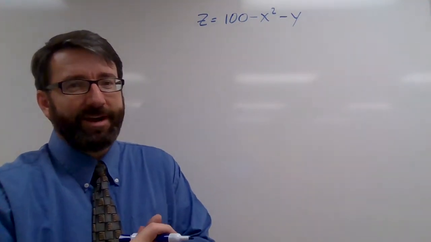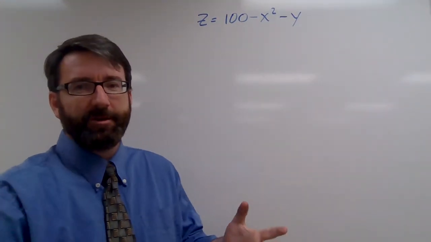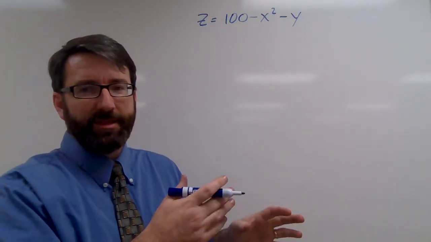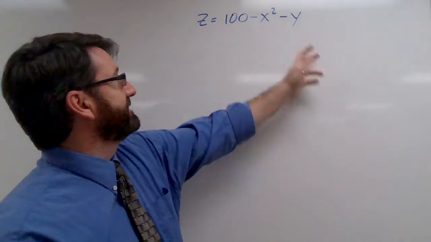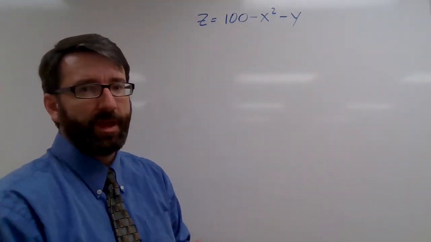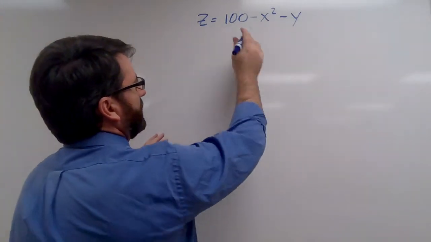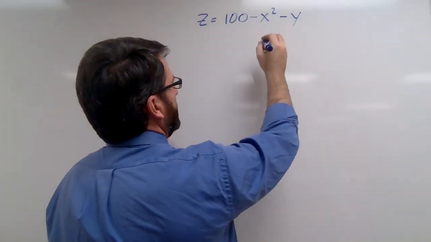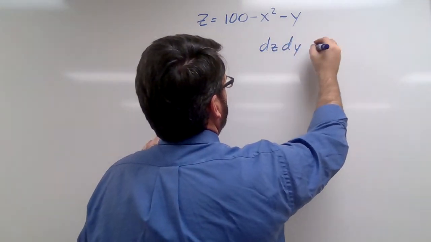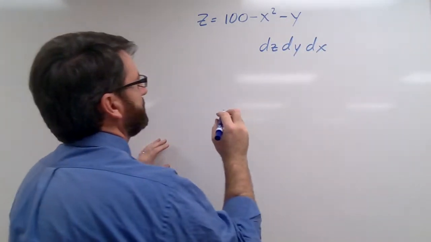All right, next we are asked to find the volume of the region in the first octant bounded by the coordinate planes and this surface, z equals 100 minus x squared minus y. All right, so we're going to want to integrate this in this order, dz, dy, dx.